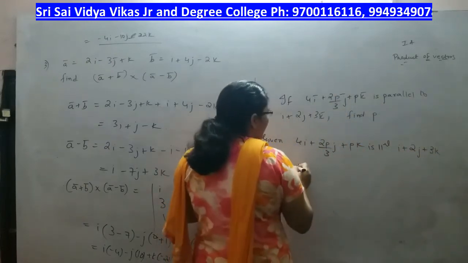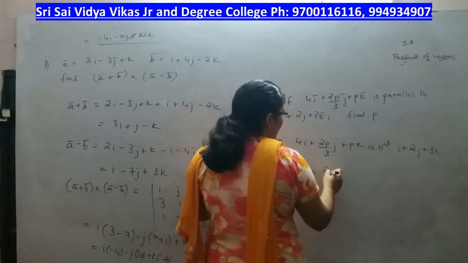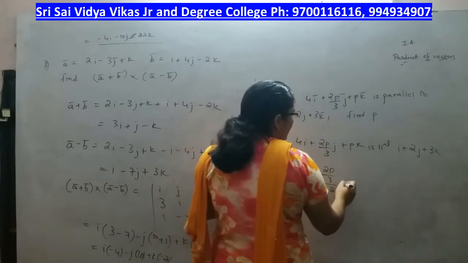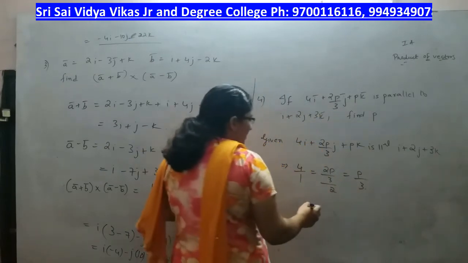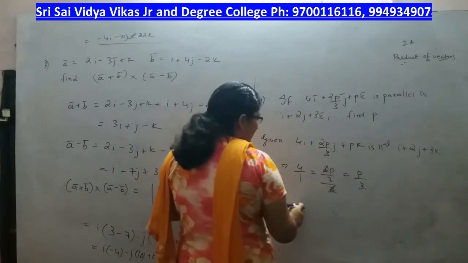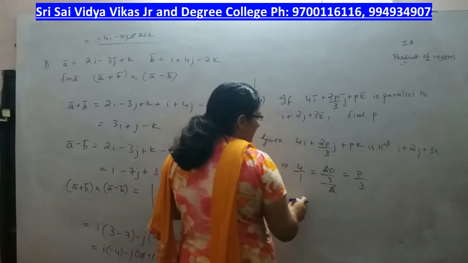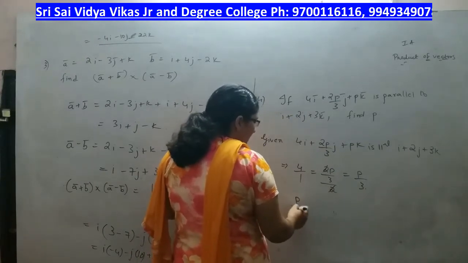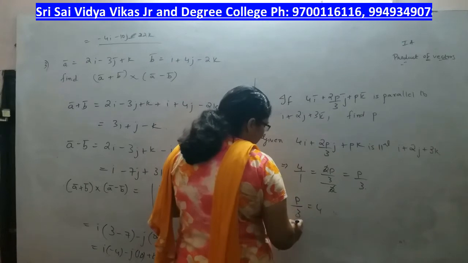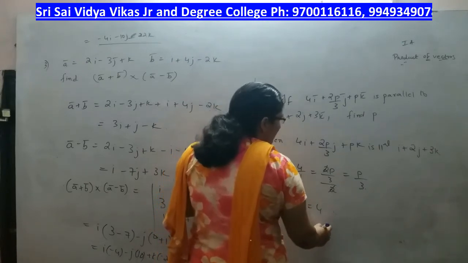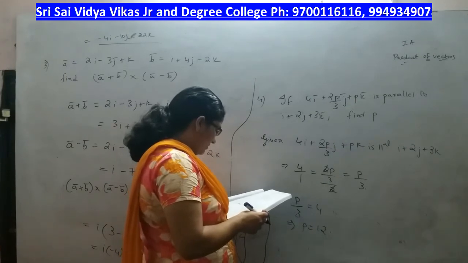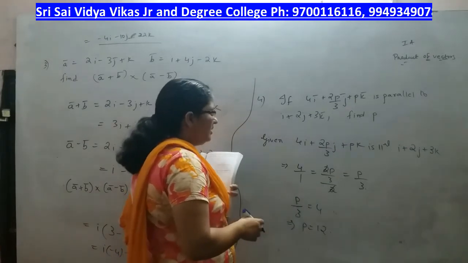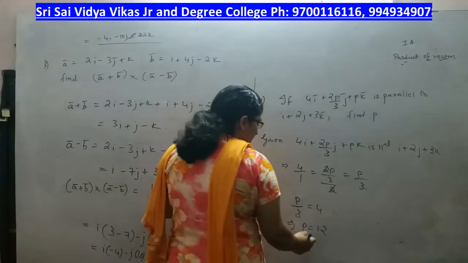That implies 4 by 1 is equal to 2p by 3 by 2 is equal to p by 3. Here 2 gets cancelled. p by 3 is equal to 4. This implies p is equal to 12. Therefore, the value of p is 12.